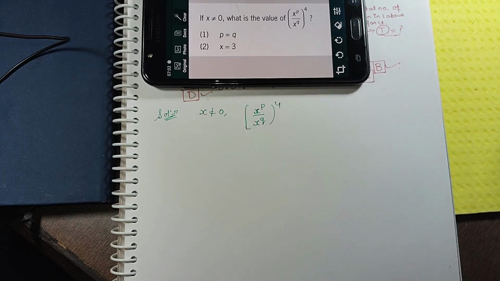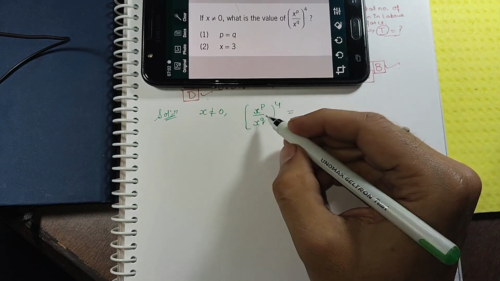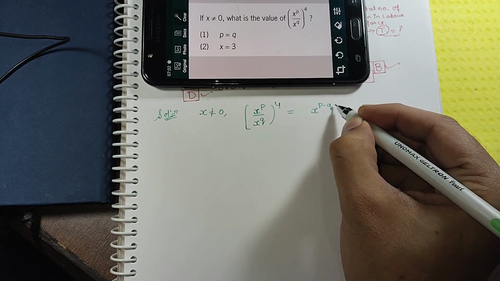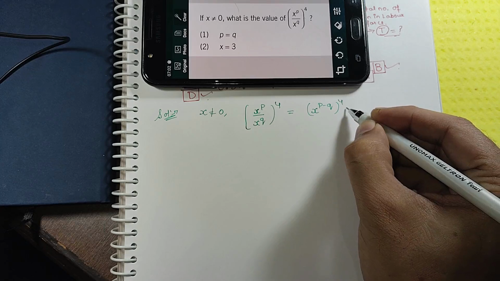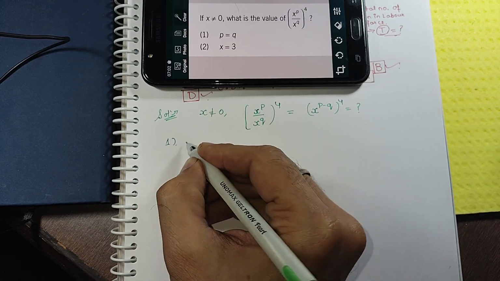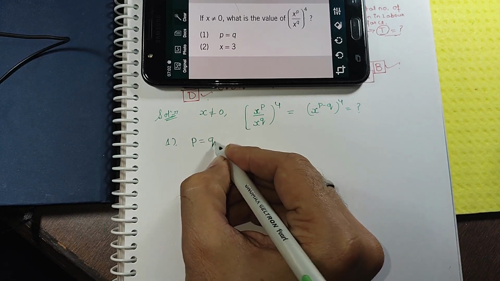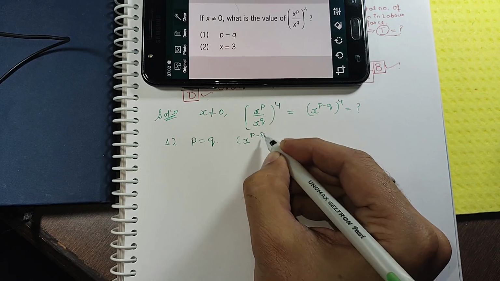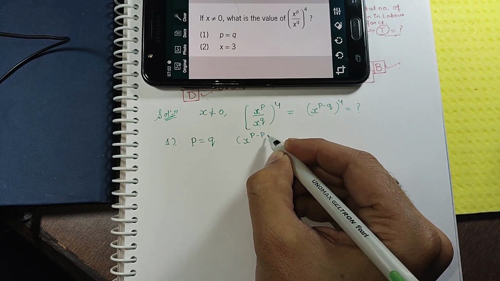So basically using the laws of exponents, since the bases are the same over here, I can write x raised to power p minus q, whole raised to power 4. We need to calculate the value of this. Now with this information we will move to statement 1. Statement 1 tells me that p is equal to q. Now if p is equal to q, I can write x raised to power p minus p, substituting q for p, whole raised to power 4.